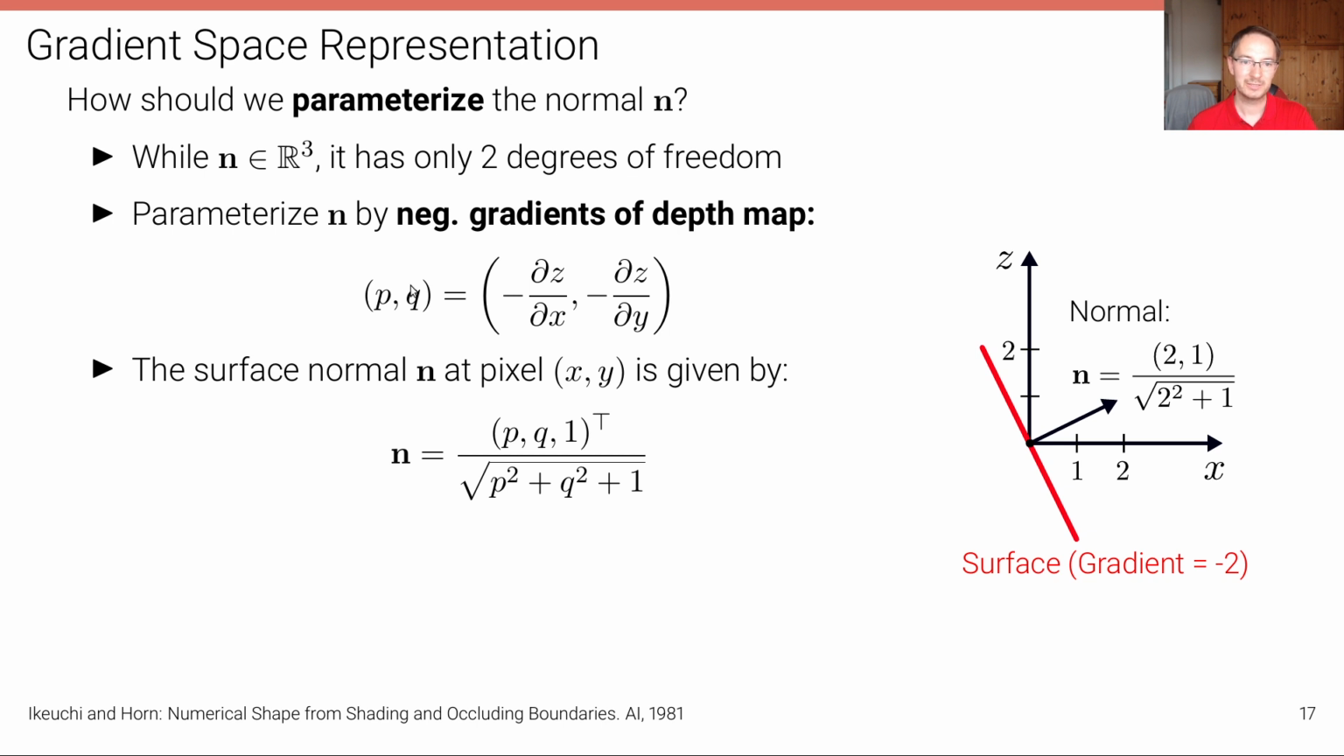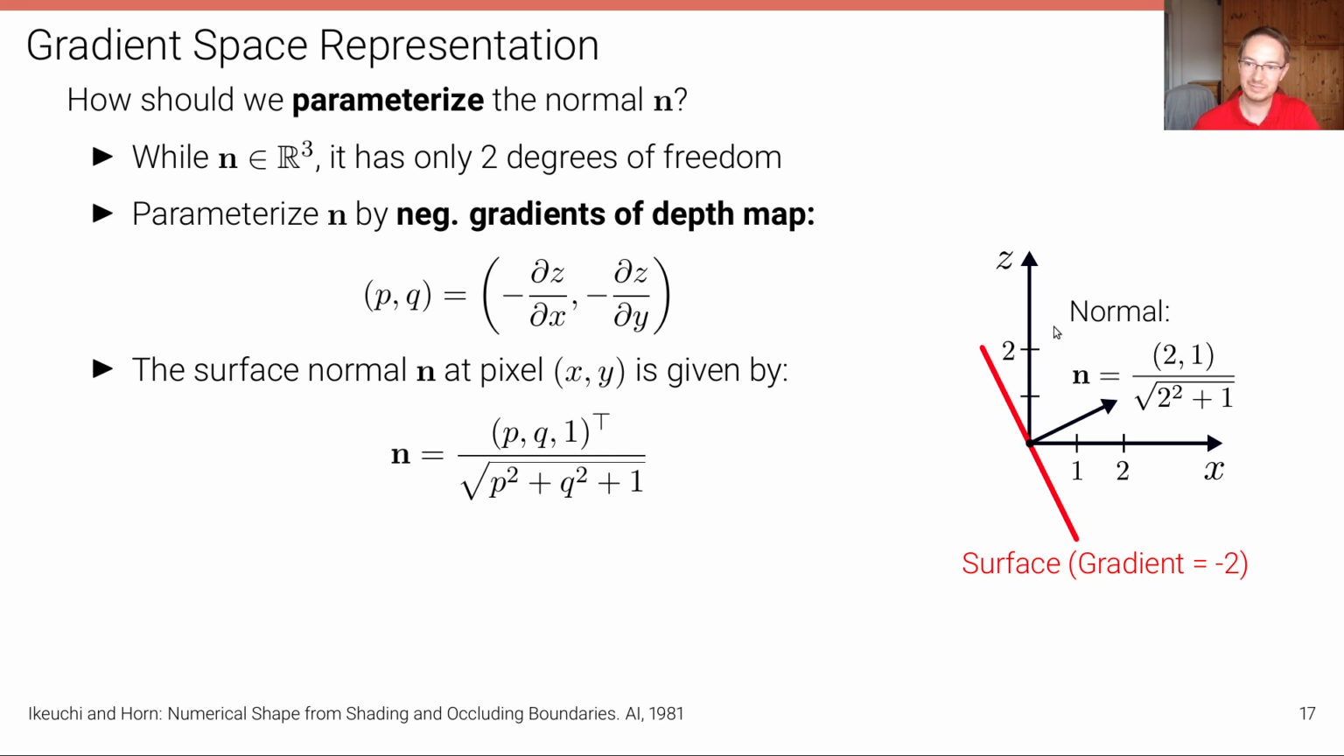And so we define P and Q as the negative gradients of the depth map. If we do that, then the surface normal n at pixel xy is given by (P, Q, 1) transpose. And in order to obtain a unit normal that normalizes to 1, we divide by the magnitude of this vector, which is the square root of P squared plus Q squared plus 1.